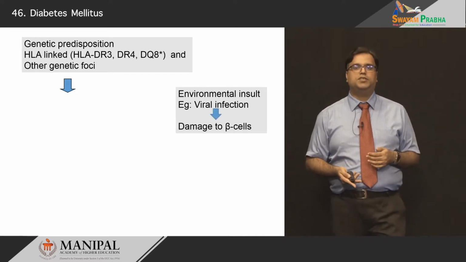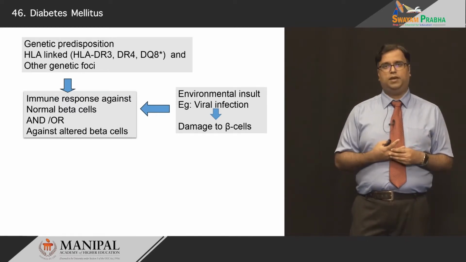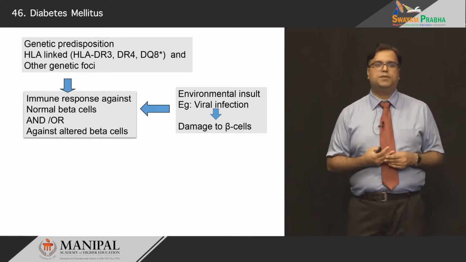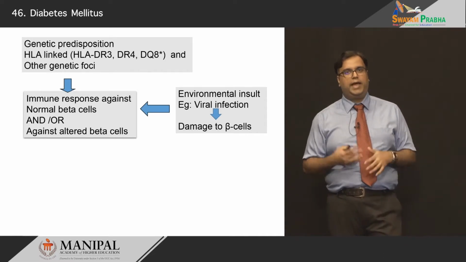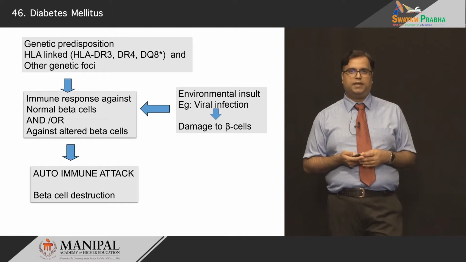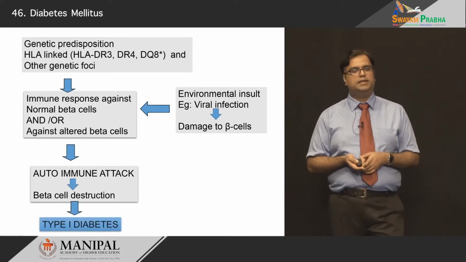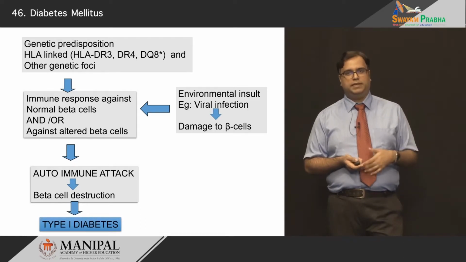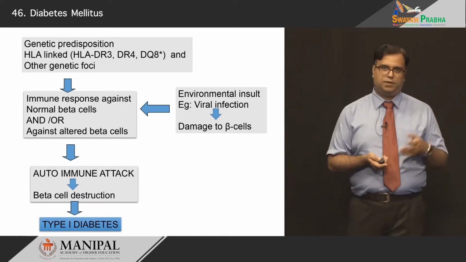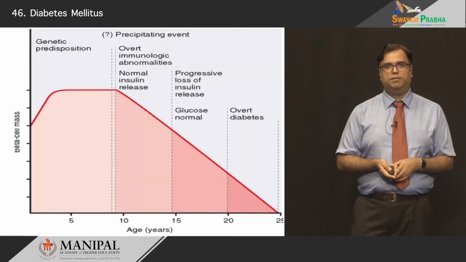Now this will cause damage to the beta cells, which will bring about a lot of damage in your islets. So there will be an immune response generated against normal beta cells and or altered beta cells. The net effect is this autoimmune attack will completely deplete your stores of beta cells, resulting in lack of insulin and of course chronic hyperglycemia, called type 1 diabetes mellitus. So this is almost like a template example of autoimmune disease.